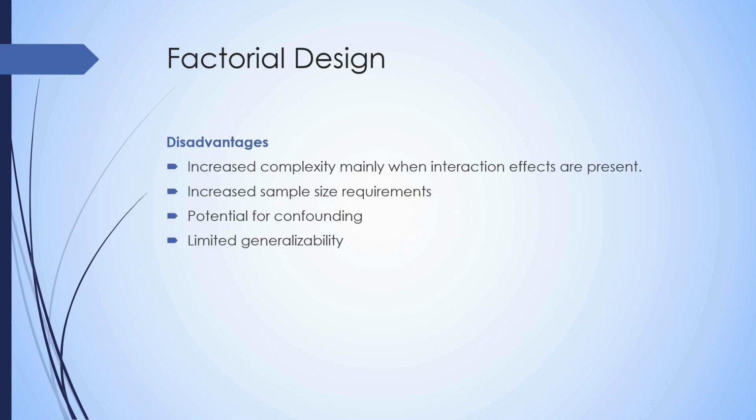Let's look at the disadvantages of factorial design now. The first one would be increased complexity, mainly when interaction effects are present. So when you have different levels under different independent variables, you will have different combinations. And when all these combinations are involved, the study becomes more complex. It becomes more time consuming. It becomes more resource requiring.